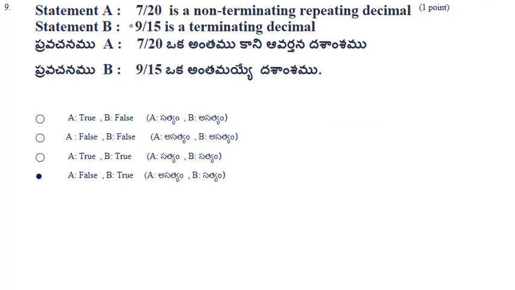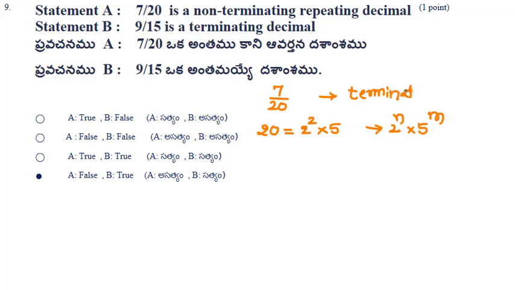Statement A and statement B. Statement A is 7 by 20 is a non-terminating repeating decimal. Let us observe 7 by 20. Here the denominator is 20. Denominator can be written as 2 square into 5. Here it is in the form of 2 power n into 5 power m. So it is a terminating decimal. So the statement A is wrong.